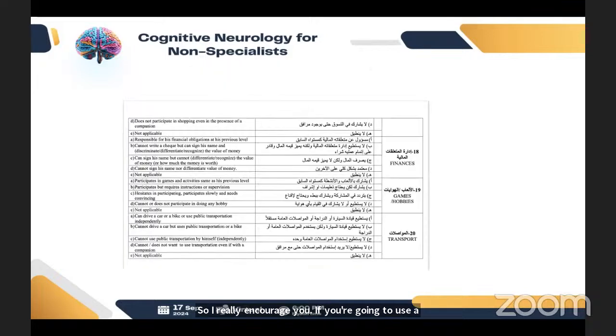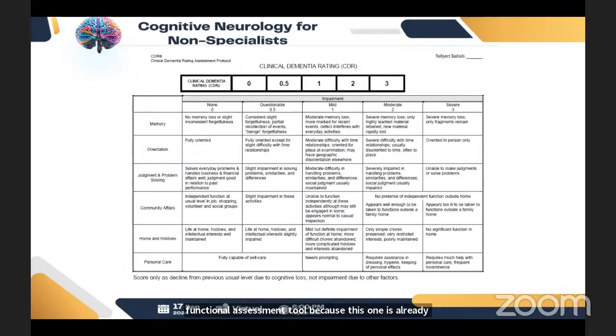The other tool that I would really like to emphasize is the Clinical Dementia Rating scale. The reason I would like to emphasize this one is because it's used in most of the trials for the amyloid-targeting antibodies. It is actually a lengthy tool. The Bristol is a questionnaire that you can give to the caregiver to fill, but the CDR is an assessment that you as a healthcare provider do in the clinic.